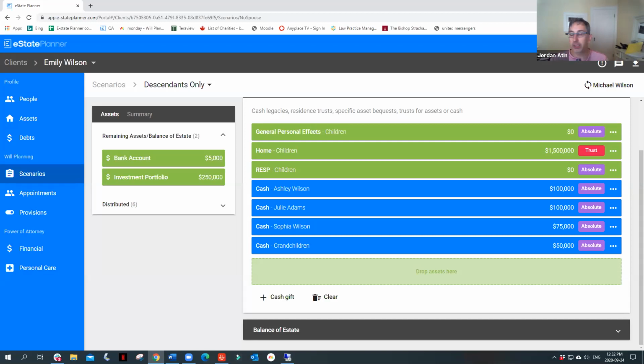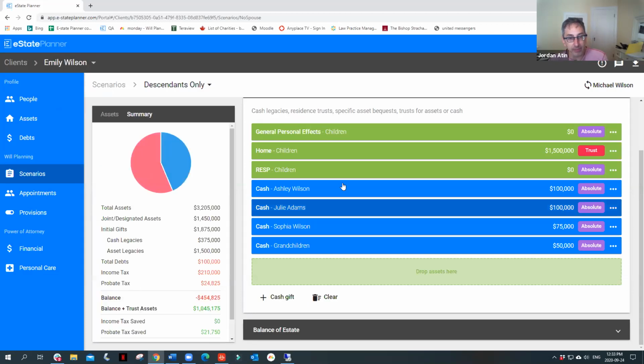So one of the great features of eState is the ability to show clients the impacts of decisions. And this is one example of where that is relevant. So here we have Emily, and I'm just going to first start at the end and then we'll go backwards. Here we have Emily, and she has an estate of $3.2 million. And then she has certain assets going jointly. And then she's made a whole bunch of gifts.